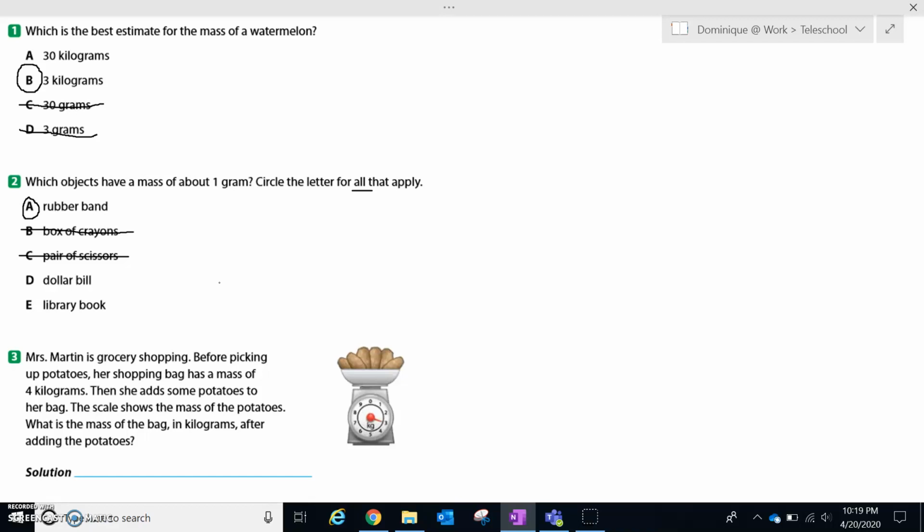A dollar bill. We've all felt a dollar. A dollar is really light. So do you think it weighs about the same amount as a paperclip? Yes. All right, and a library book. We've already talked about books, a hardcover book being heavier than a paperclip, and it's also about 1 kilogram. So we can cross this one out because we know already that that is not the right answer. So A and D have about the mass of 1 gram.